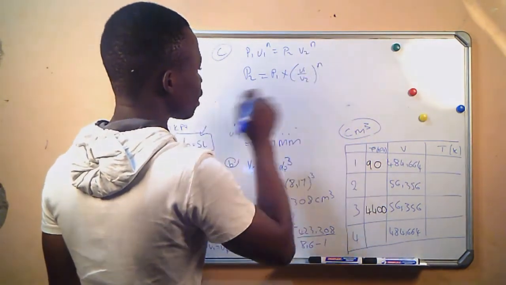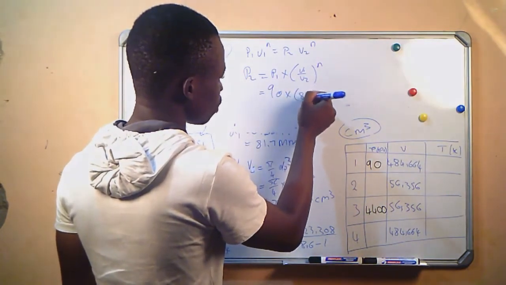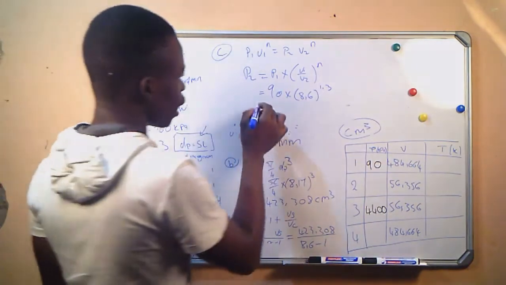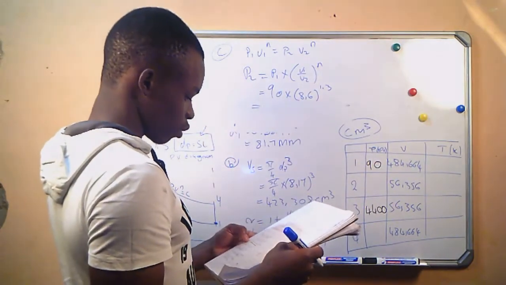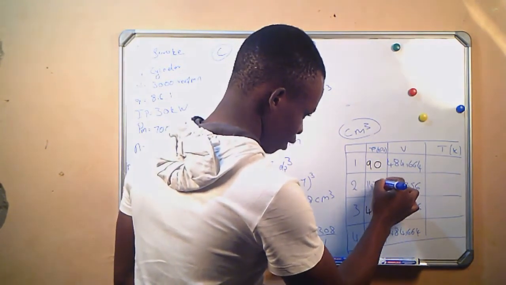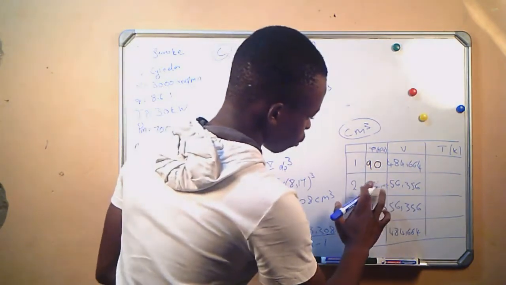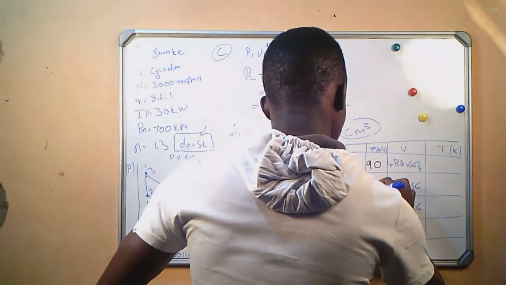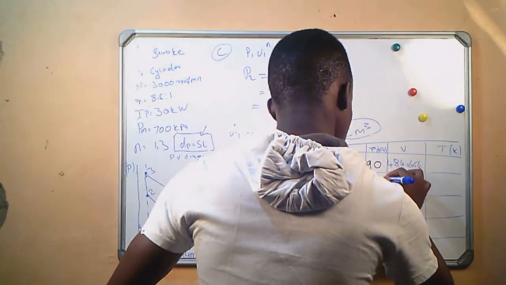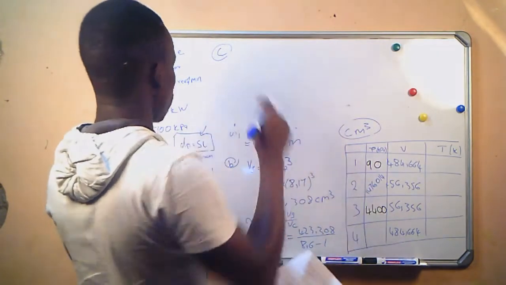We already know that this is equal to the ratio. Our P1 is 90, times the ratio, 8.6, raised to the index, which is 1.3. And our P2, we get that it is equal to 1476.014 kilopascal. That's the value of P2. And then we go to calculate the value of P4.